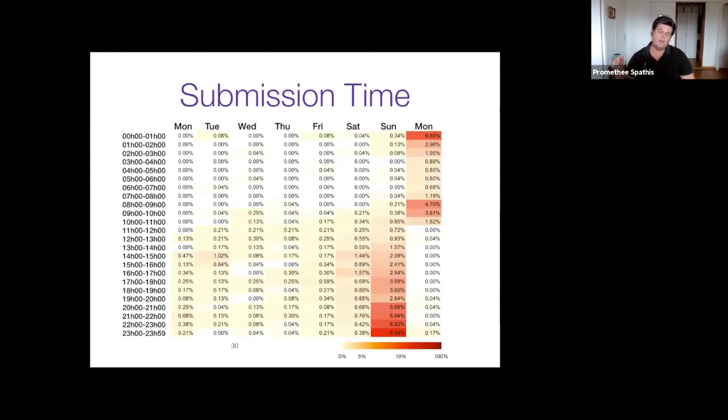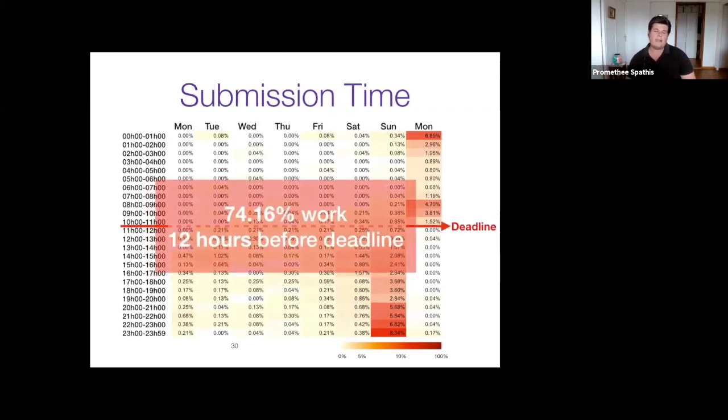In order to complete those results, we looked a little bit more in detail at the submission time. What I indicate here is the time slots as rows, and the columns are each day of the week. The red color indicates the highest percentage of submissions. And if you do the math, given the deadline here, a little bit less than 80% of the students submit their homework 12 hours before the deadline, which is huge.